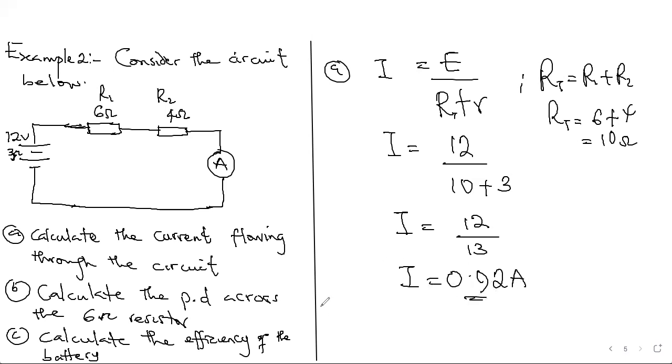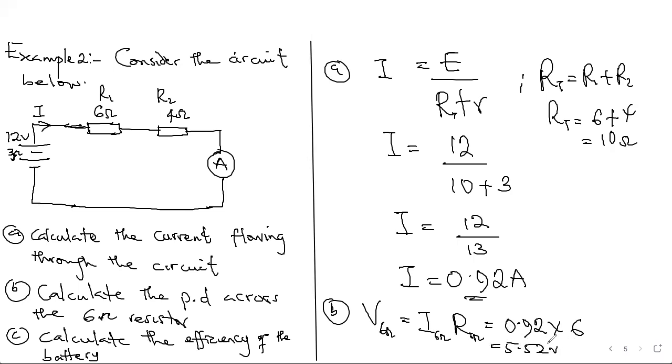Now you have to calculate the PD across the 6 ohm resistor. The PD across the 6 ohm resistor will be the current through the 6 ohm multiplied by the resistance of the 6 ohm itself. The current through the 6 ohm is the same current, because this current I is the same current that will flow around the circuit, because everything is in series. So that will be 0.92 multiplied by 6, and that gives you 5.52 volts.